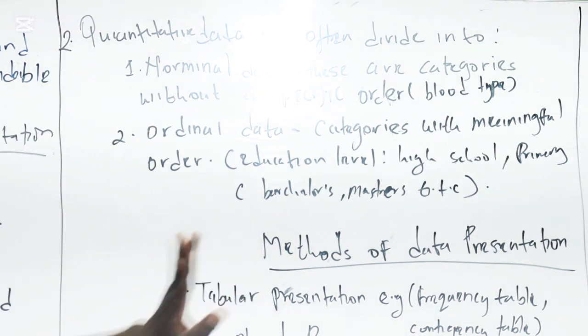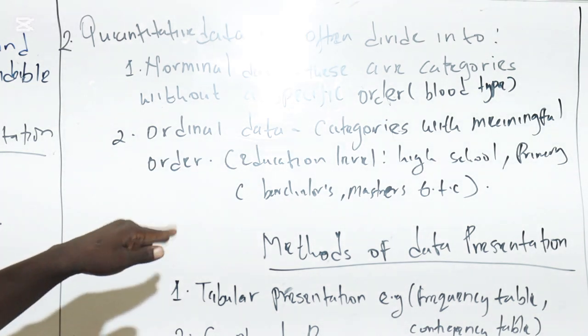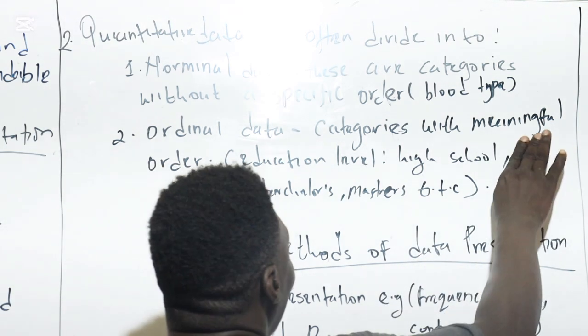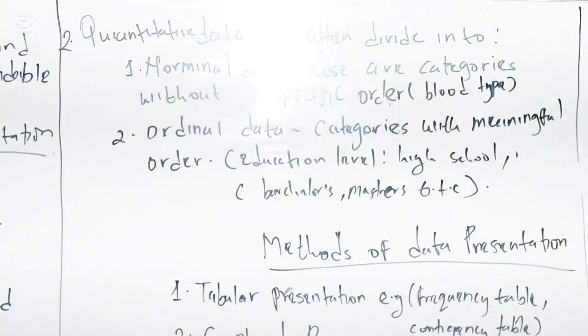Then ordinal data. These are categories with what? Specific or meaningful what? Order. For example, education level: primary, then high school, then bachelor's, then master's, then PhD, in that order. So there is an order. You can't jump one level and go to another level. You have to finish the first level before you proceed to the second level.